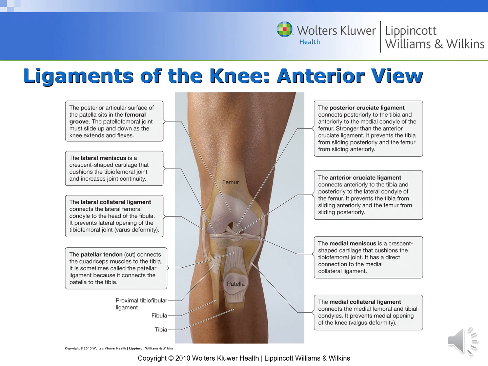The medial meniscus is a crescent-shaped cartilage that cushions the tibiofemoral joint. It has a direct connection to the medial collateral ligament. The medial collateral ligament connects the medial femoral and tibial condyles. It prevents medial opening of the knee, the valgus deformity.